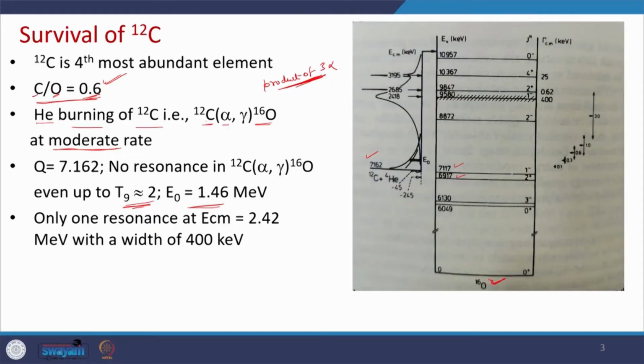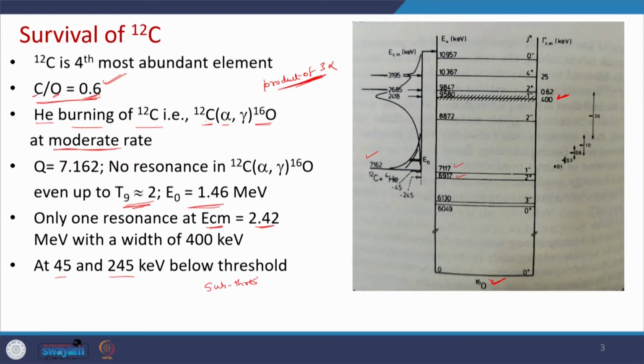Okay. Now, if you see oxygen 16 at center of mass energy 2.42 MeV and with a width of 400 keV, you see in this level diagram, there is one resonance, that too at center of mass energy 2.42 MeV, that you keep in mind. Now, just below the threshold, at 45 keV and 245 keV, you have 7117 and 6917 keV. So, there are two levels just below the threshold, and we call them sub-threshold resonances.